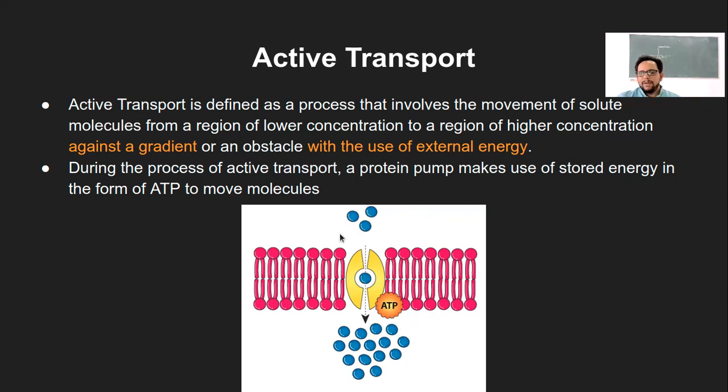Now if the concentration is lower on the upper side of this membrane, and the concentration of solute is already higher on the lower side of the membrane, still the movement of the solute molecule is happening against the concentration gradient, that is from lower concentration to higher concentration. And for this, it is needing ATP in the form of energy. Now, why does it need energy?